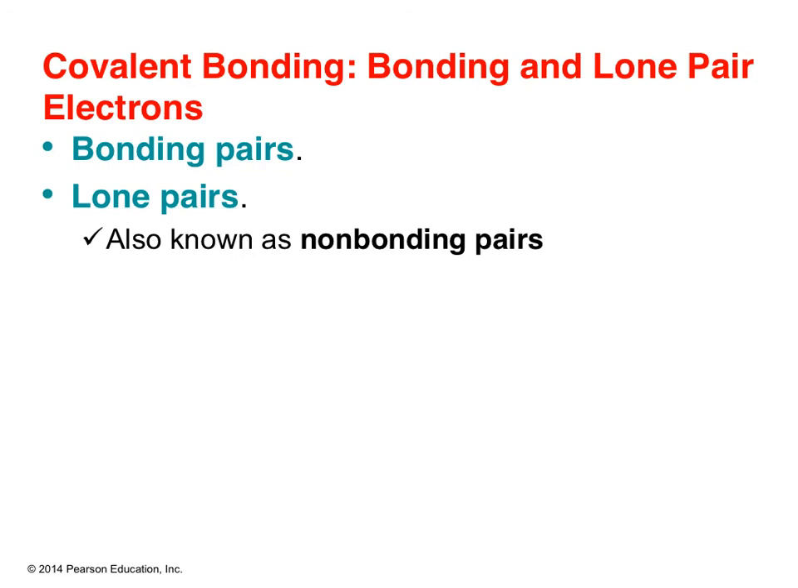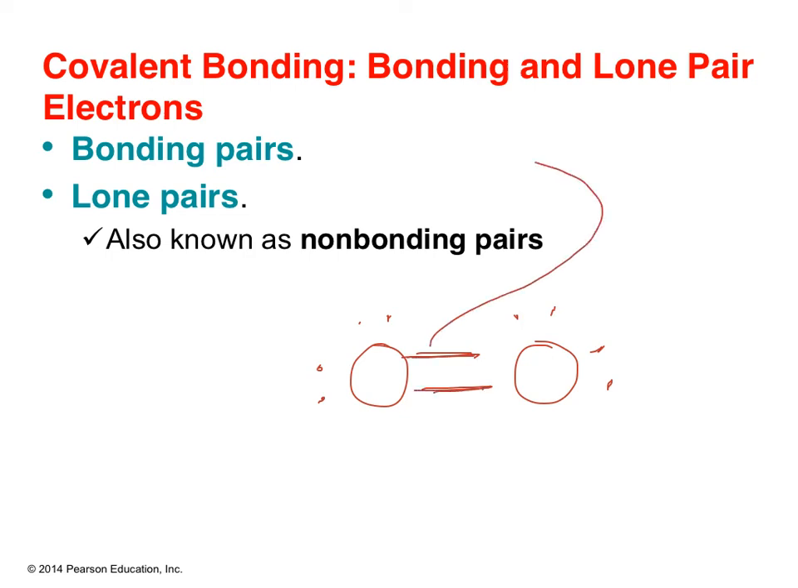The bonding pairs, so in oxygen's case, the pair of electrons that form the bond, like these two electrons and these two electrons, these are known as the bonding pair of electrons, bonded pairs. And these electrons that are not bonded are the lone pairs, also known as the non-bonding pairs.